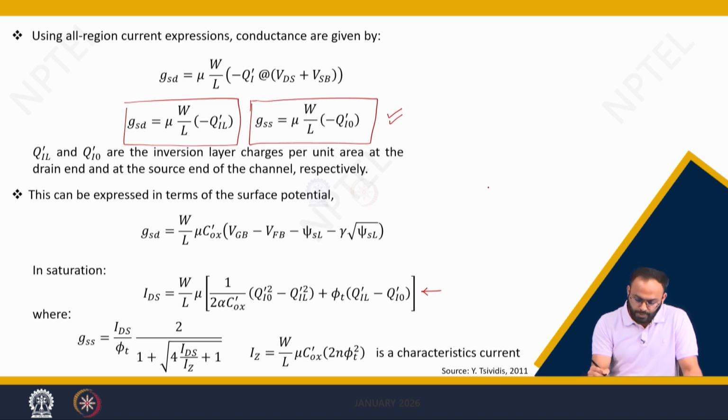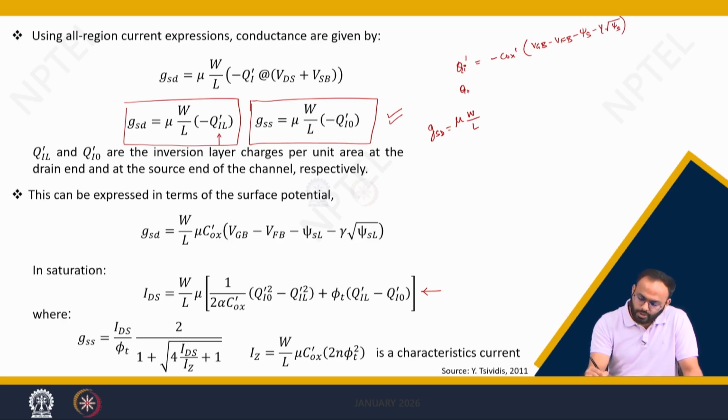So we can simply rewrite GSD equals mu into W divided by L into minus QI dash. We know that QI dash can be written as minus COX dash into VGB minus V flat band voltage minus psi s minus gamma root psi s.